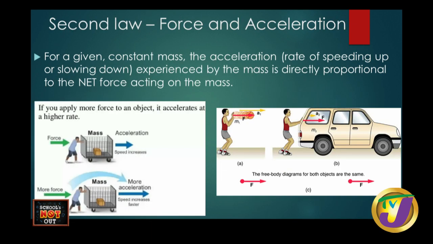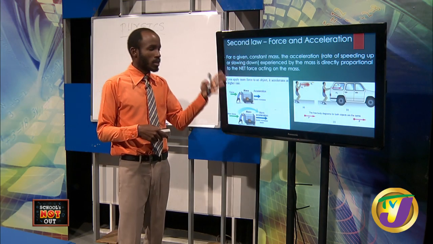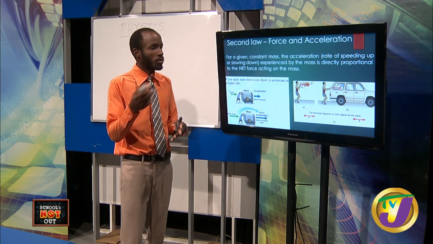Second law, force and acceleration. So this is now where the force comes in and what happens when there is a force. For a given constant mass, very important, the acceleration, and acceleration is how quickly you speed up or slow down. If you're moving at a constant speed, you're not accelerating. All right, your speed is not changing. But if you do speed up, your speed increases. If you slow down, then your speed decreases. So acceleration is really what that is, speeding up, slowing down.